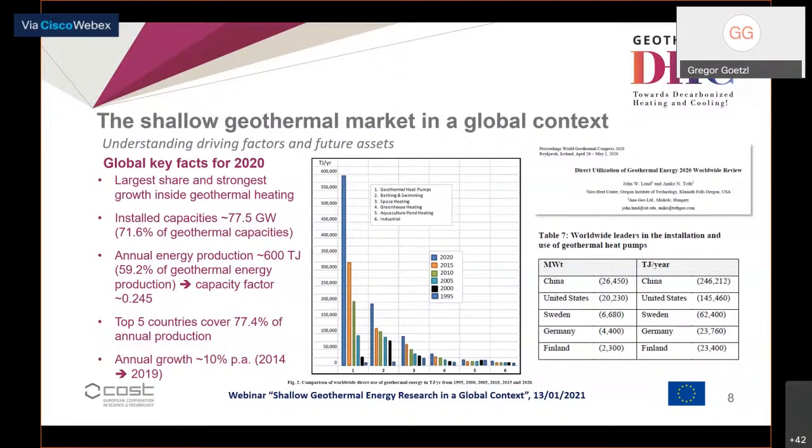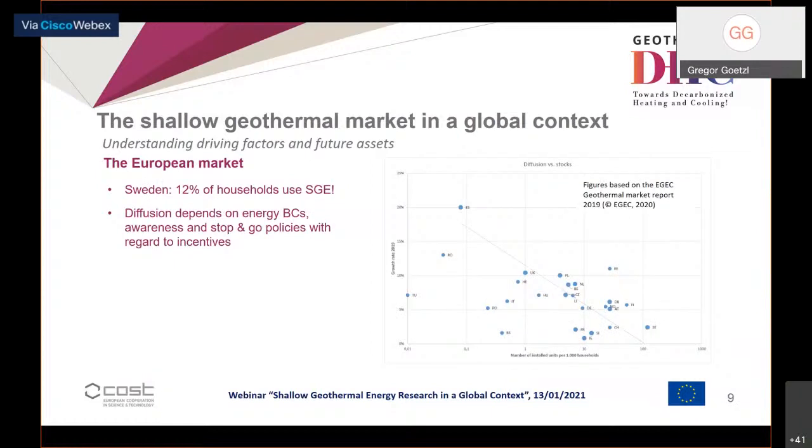And on the global context, we could observe growth rates around 10% per year between 2014 and 2019, which looks quite well on the first look. And if you look at the European market, you see these are the numbers from the EGEC geothermal market report.